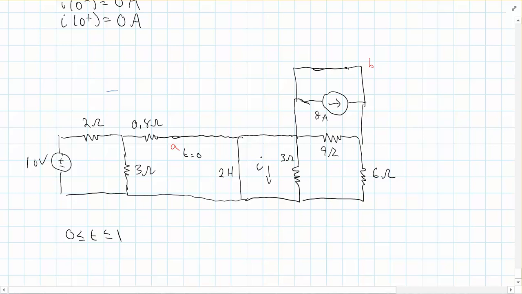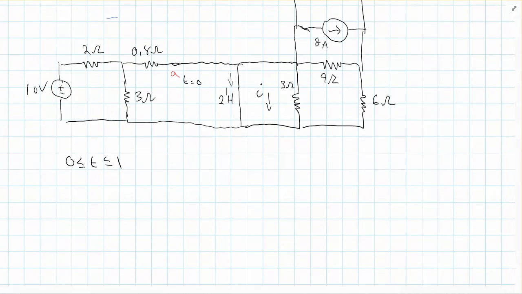So we need to figure out what current is going down here. Now, remember, this current source is still being shorted out, so that's essentially not there. But we have to be a little bit careful here, because basically we have this 8 ohm resistor here, and it's going to be the current through this 8 ohm resistor.